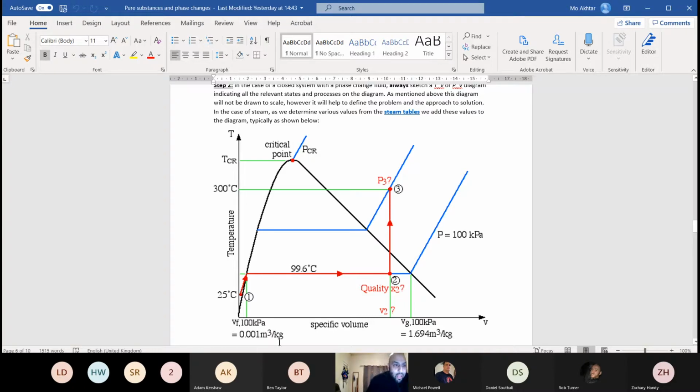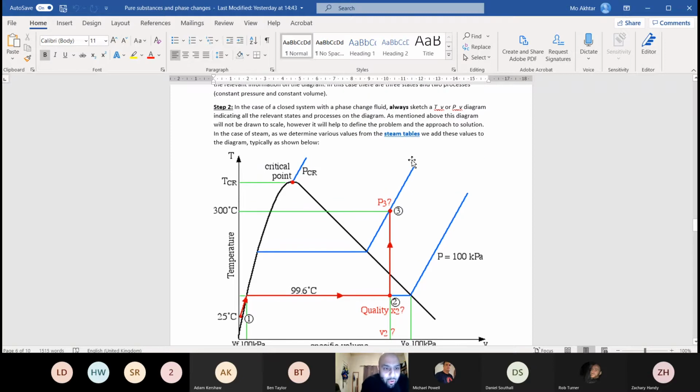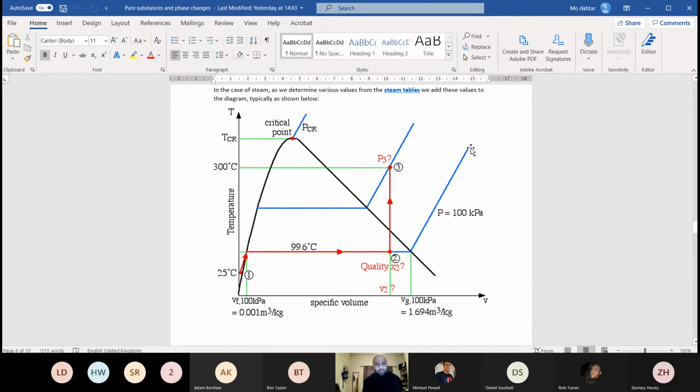Well done. Okay, now, what we've got here, as mentioned above, will help define the problem and approach a solution. In the case of steam, as we determine various values from steam tables, we add these values to the diagram, typically as shown.